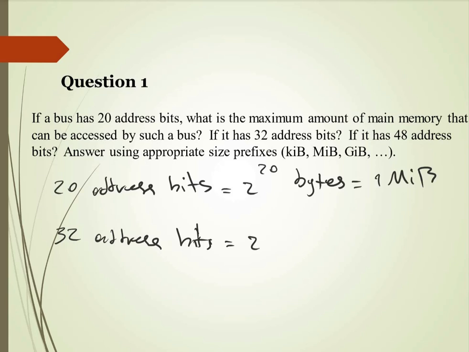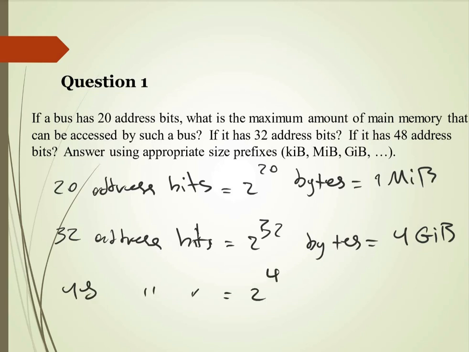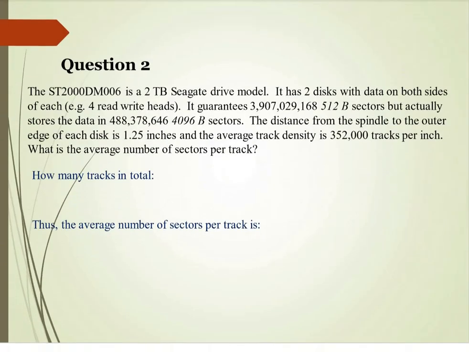and it would be 2 to the power of 32 bytes for sure, which is basically 4 gigabytes. And if we have 48 bits, the same thing, 2 to the power of 48 bytes, and it would be 256 TiB. I believe that this was simple enough to follow. Okay, let's go to the second question.